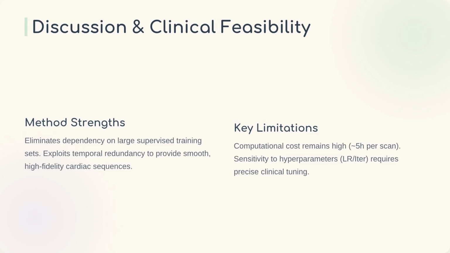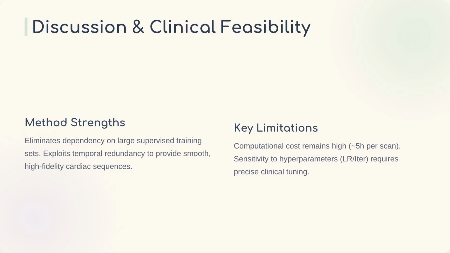Another advantage is that TD-DIP does not need a large pretrained dataset. It optimizes the neural network directly on a single scan. This is useful for medical imaging because collecting large labeled datasets is difficult. Also, it uses temporal information between frames, so the cardiac motion becomes smoother and more consistent.